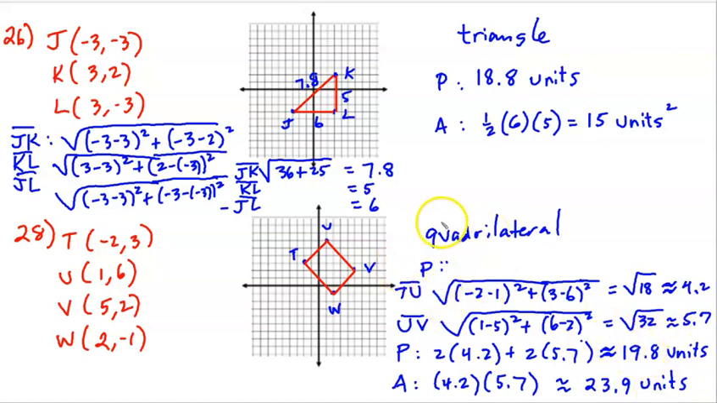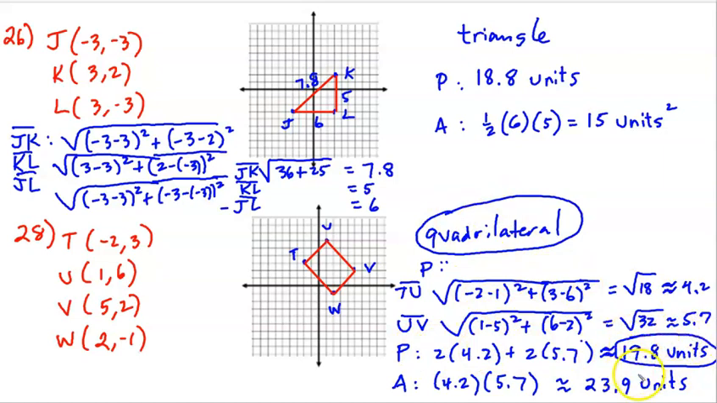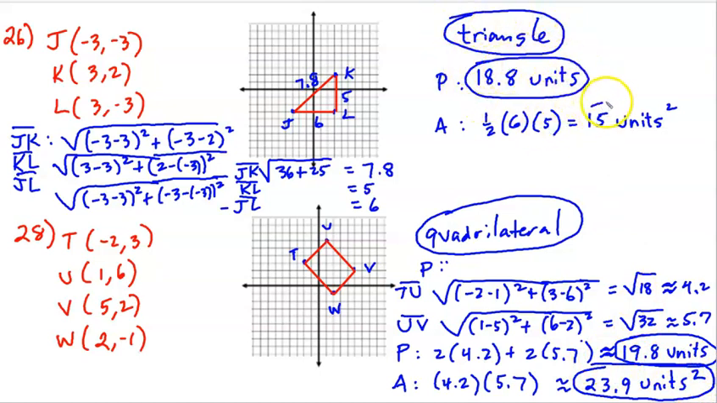Okay, so that's our complete answer. We classified it. We did the perimeter, and we did the area, and I left off squared, so that should be units squared. And that same thing for 26. This is a triangle, here's the perimeter, and then the area in units squared.